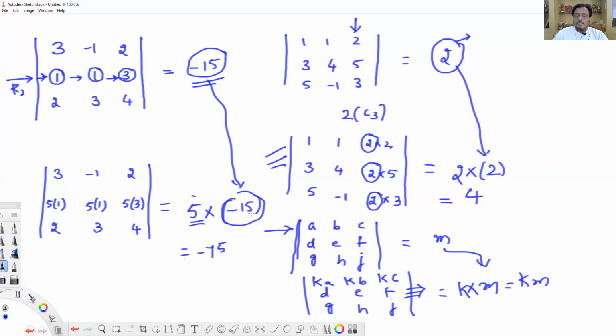This is one way. So once again I'll tell you: in any determinant, if every element of any row or column is multiplied by constant K, then the value of the determinant has to be multiplied by K.